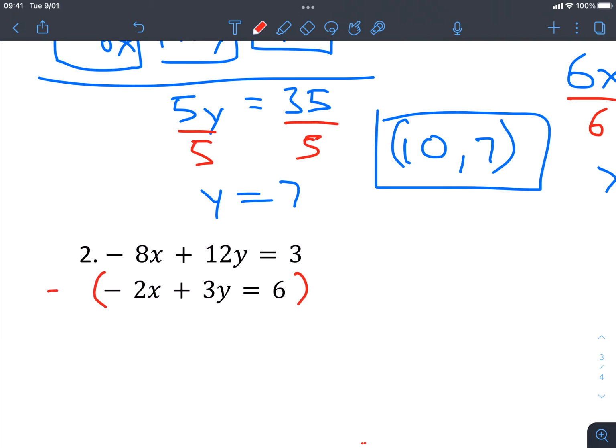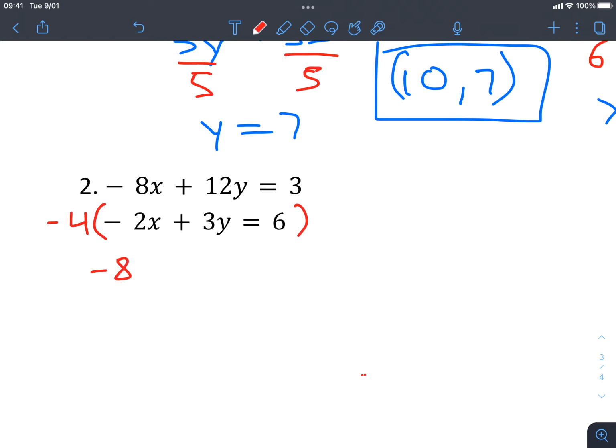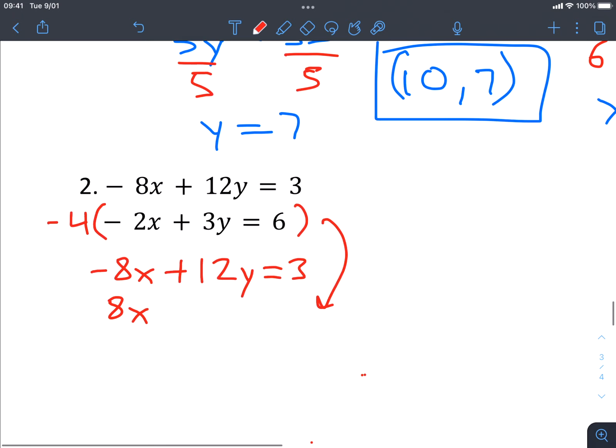So again, I'm going to rewrite my first equation because it hasn't changed. And now I'm going to write my new second equation after I've transformed it. So -4 times -2 again is +8x, and -4 times 3y is -12y, kind of interesting. And 6 times -4 is equal to -24.